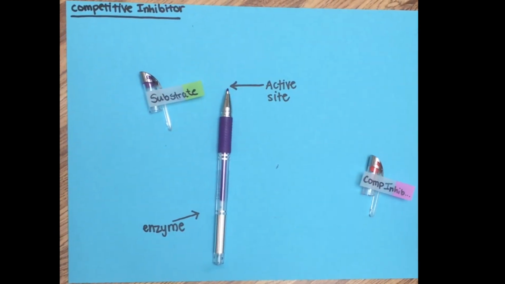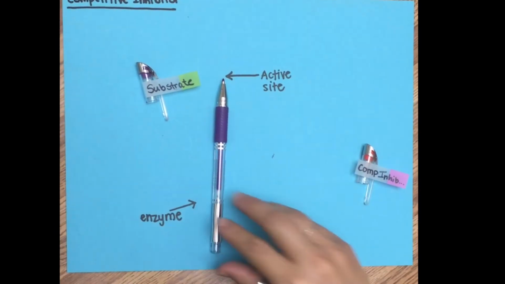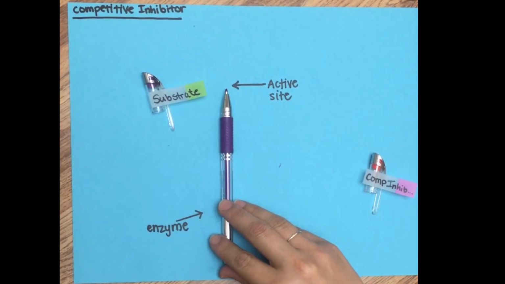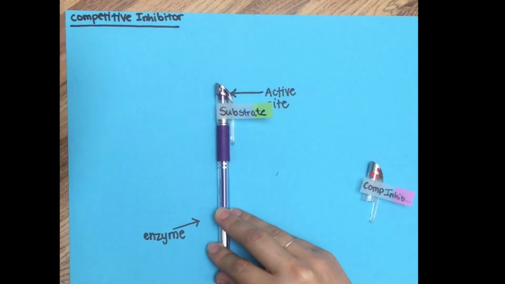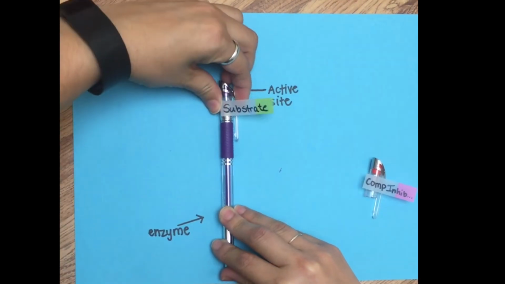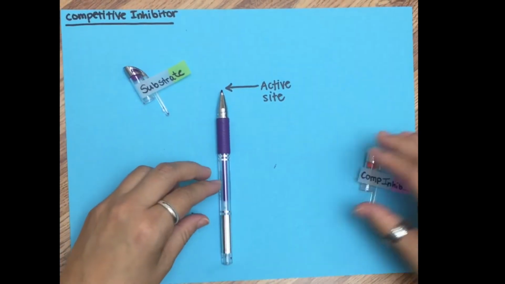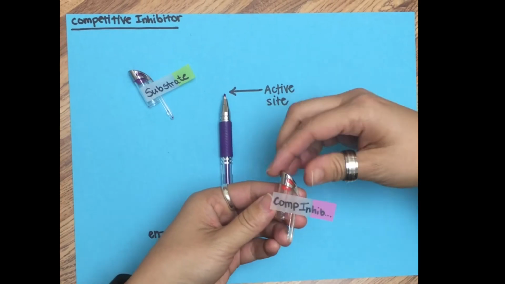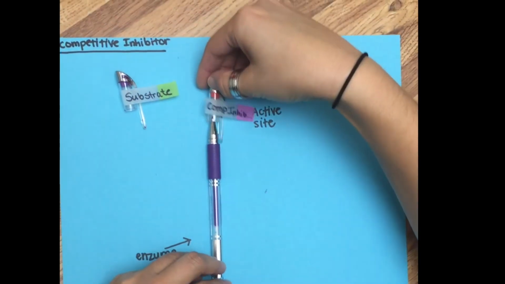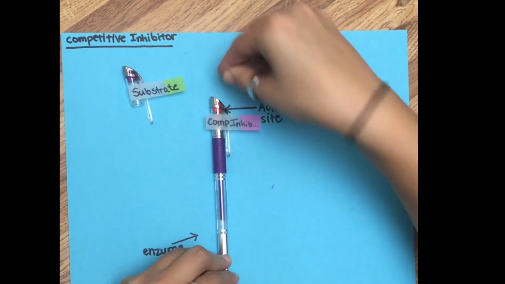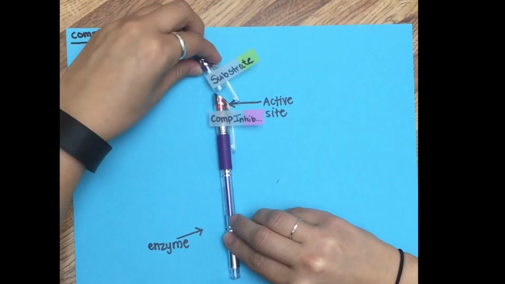Okay, so here's our pen cap example of a competitive inhibitor. Here we have the enzyme with the active site and the substrate. The substrate binds directly to the active site to then create a product. But if we have a competitive inhibitor here, which is similar in shape to the substrate, it will bind directly to the active site, which prevents the substrate from binding here.